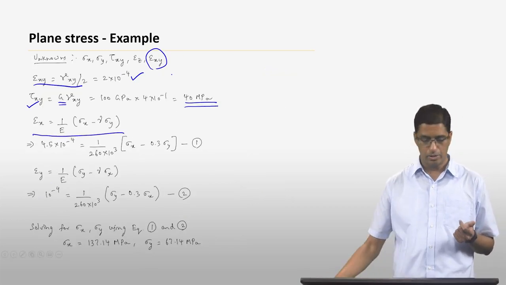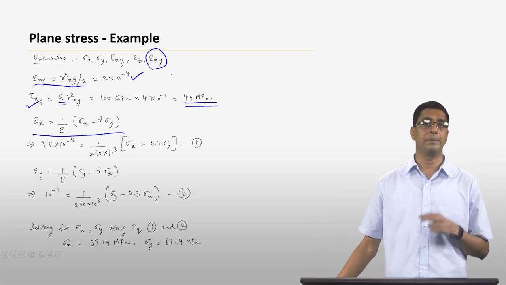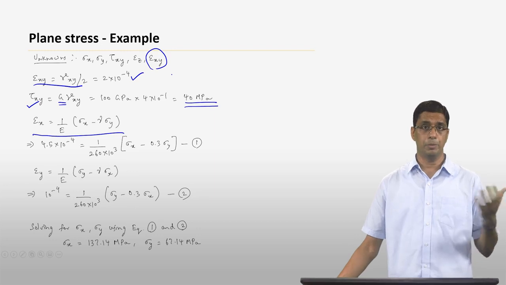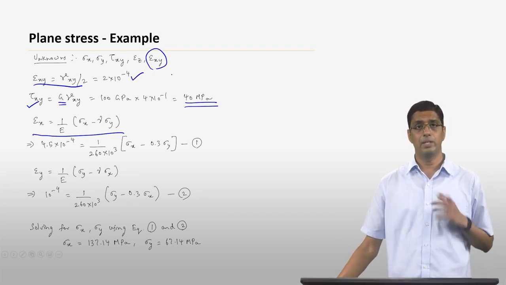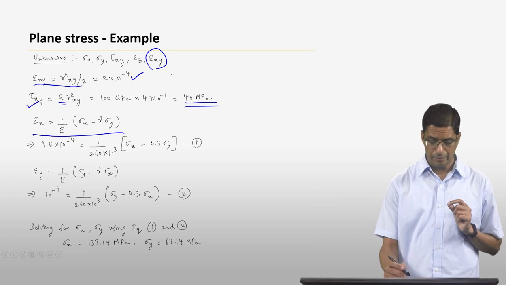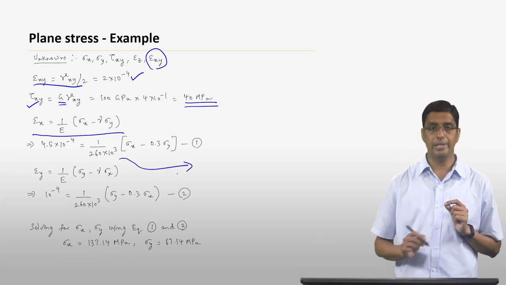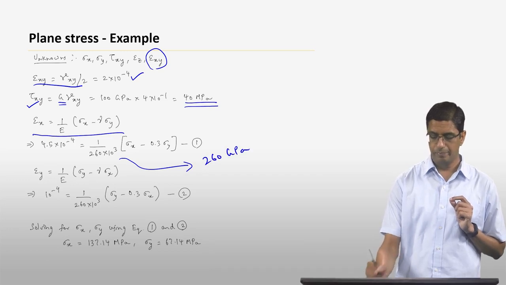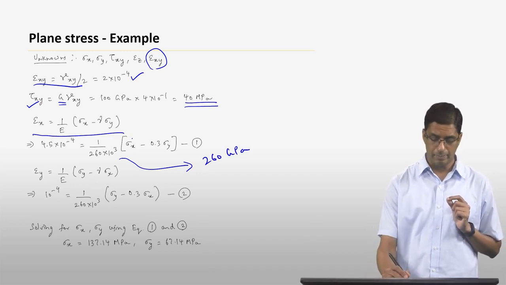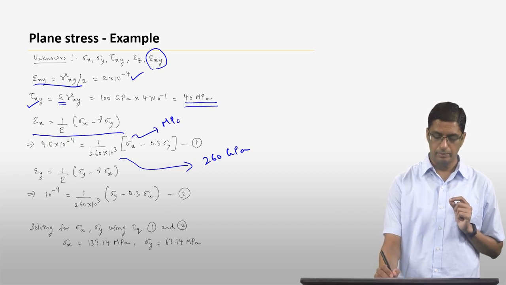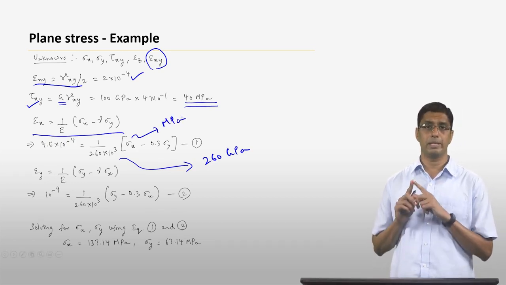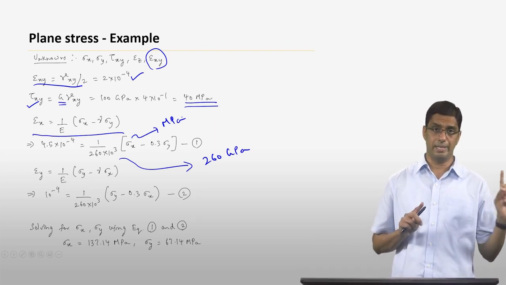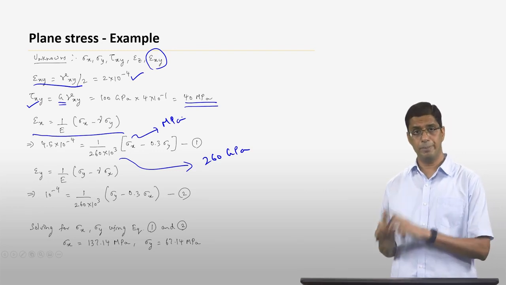Okay, so you use that. So epsilon x is 1 over E times sigma x minus nu sigma y. Then you put in the values for epsilon x. You put in the value for E, which we just calculated. One thing I want you to note here is that I have used 260 into 10 to the 3 here. That is because E is 260 GPa, and I want to calculate my stresses in MPa. So if I have to have my stresses in MPa, then I also need to change my Young's modulus from GPa to MPa.